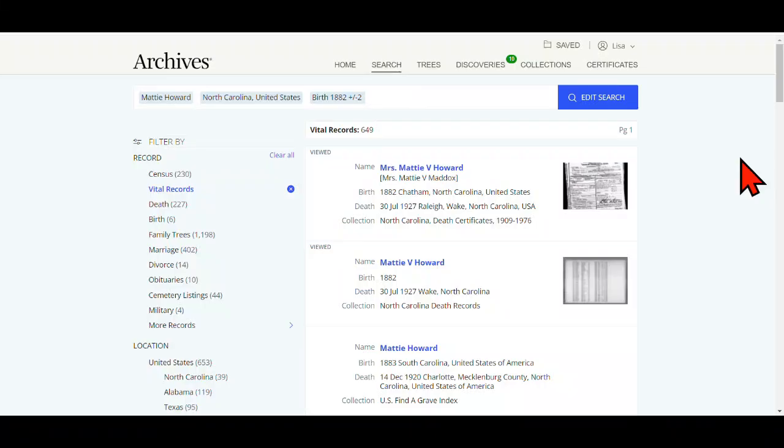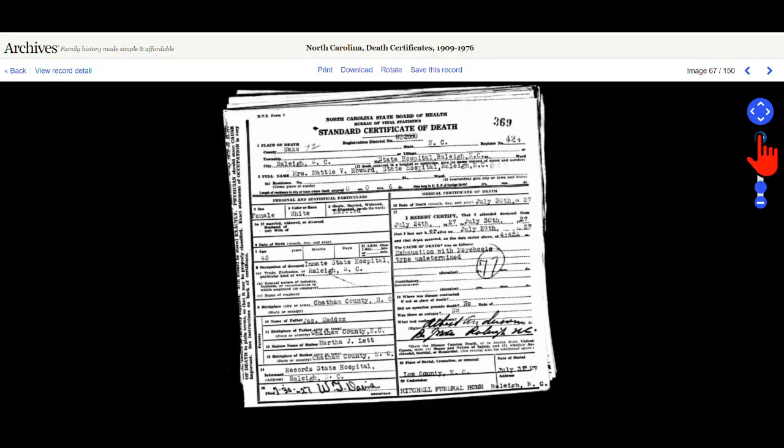All right, so let's talk about mistake number 3 that I see happen quite a bit. And that is taking that record at face value and not questioning what you're seeing in that record if things look a little off. Now, she died in 1927 in Wake County, North Carolina. She was actually from Lee County, North Carolina. So I'm going to enlarge this so you can see it a little bit better.